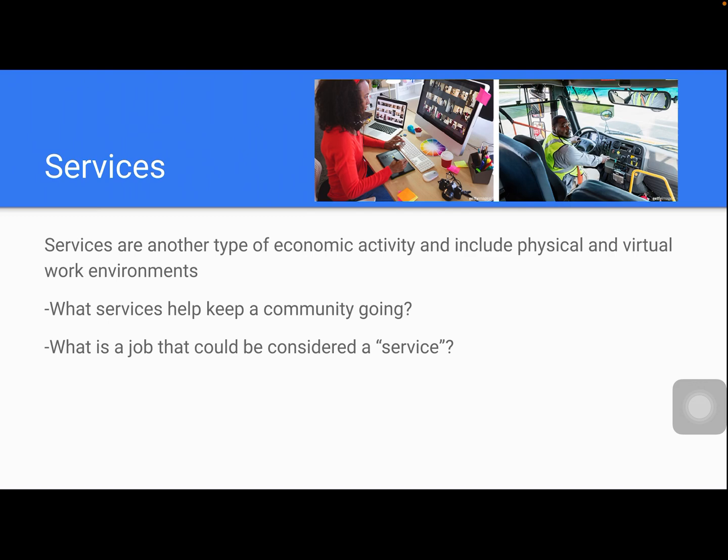Just take a look at our picture here. We see a wonderful bus driver, and we see somebody working with software and maybe pictures on the computer. Both of those jobs would be considered services. They are doing this job in order to help somebody else with something. All right, so there's lots of other examples.